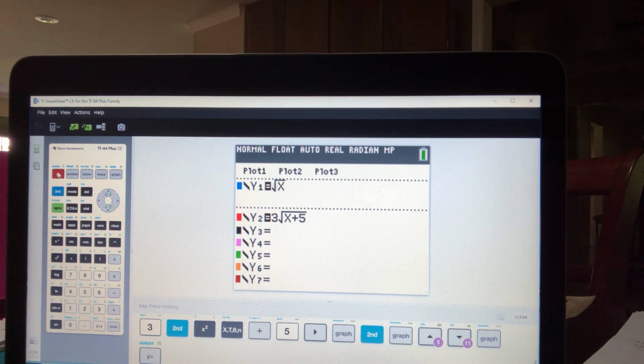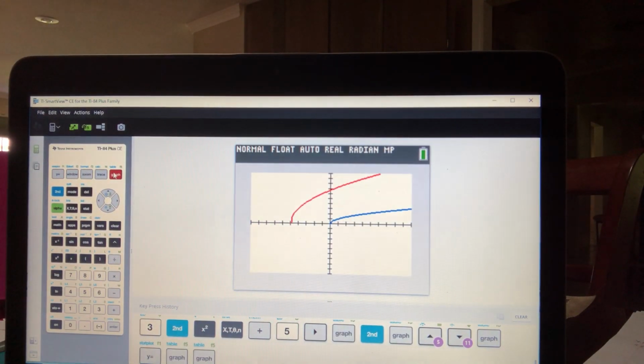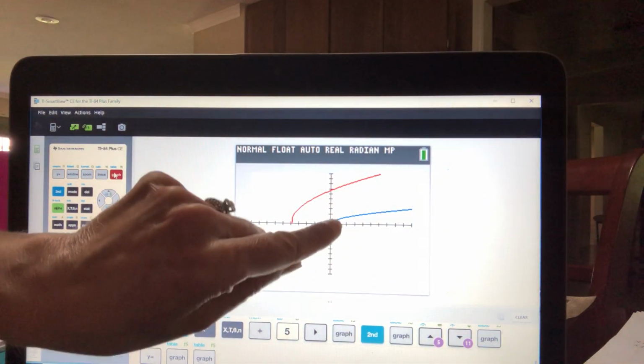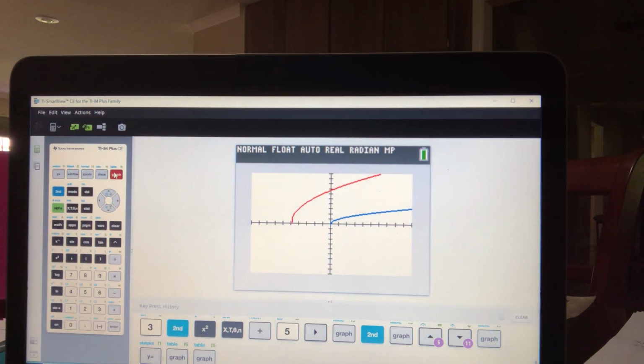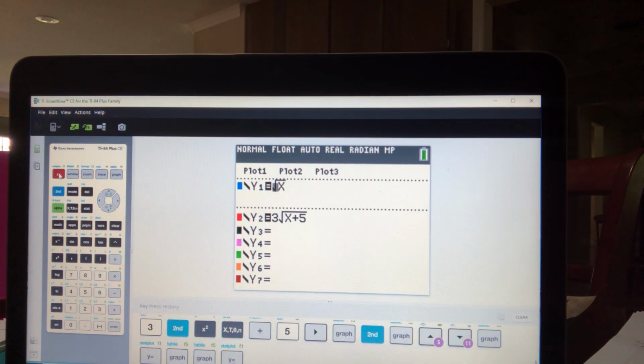The other thing is the positive 5 that is inside of the radical. That would be a shift to the left 5. And if you look at the graph, that should make sense because the original graph started at 0, 0, but over here it's been shifted to the left 5. So make sure you write down 2 transformations for this one. It's a vertical stretch by 3 and a shift to the left 5.